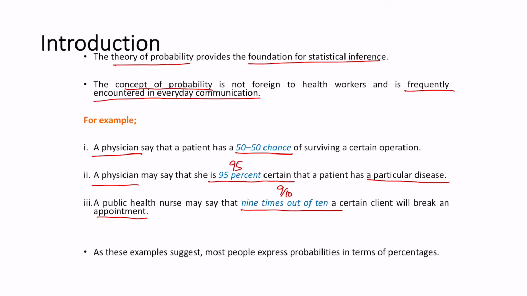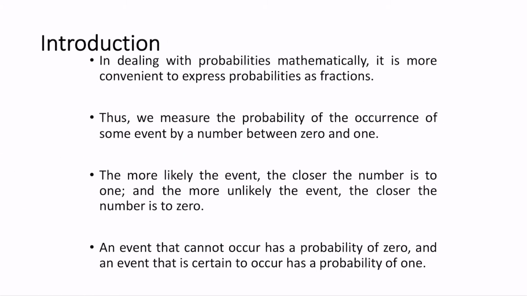Notice that all these values are generally written in the form of either a ratio in the first one, a percentage in the second one, or a fraction in the third one. All of these represent probability. These are the common ways we express probability. In dealing with probabilities mathematically, it's easier to represent them as fractions. Thus we measure the probability of occurrence of any event between 0 and 1.